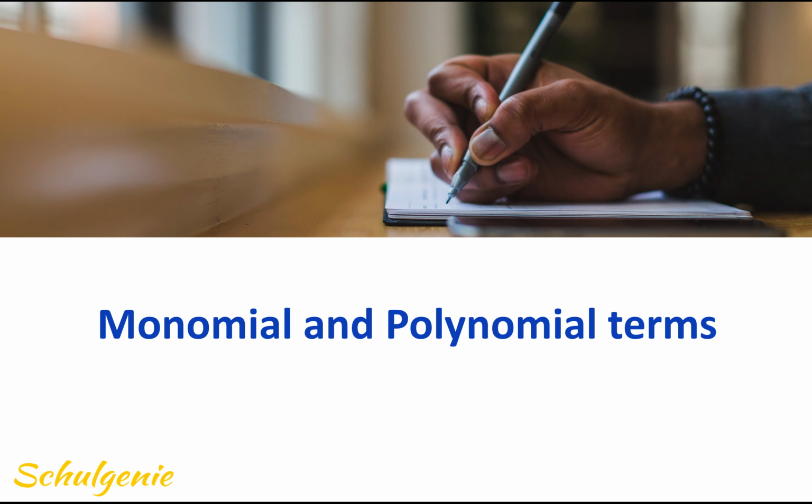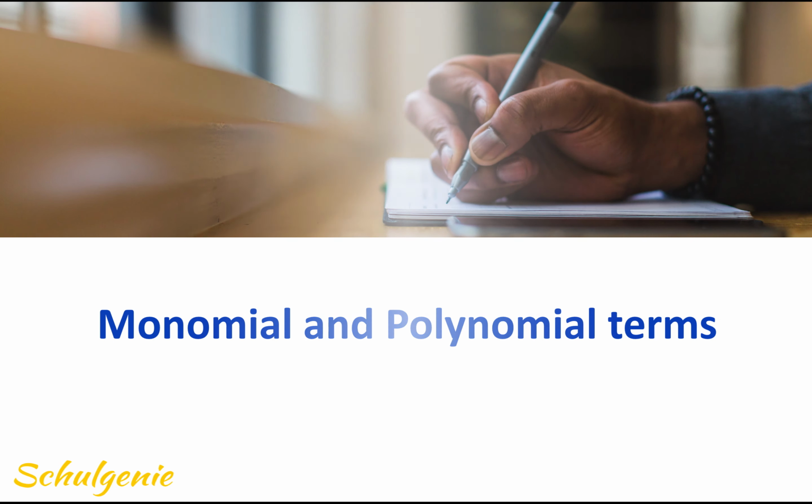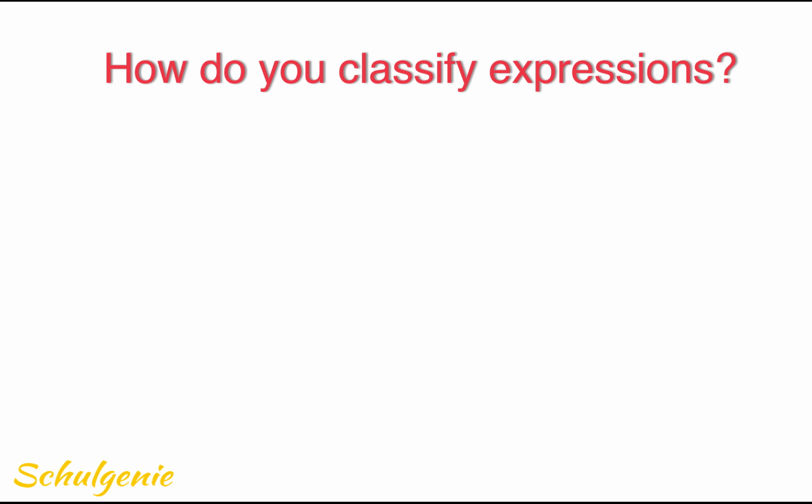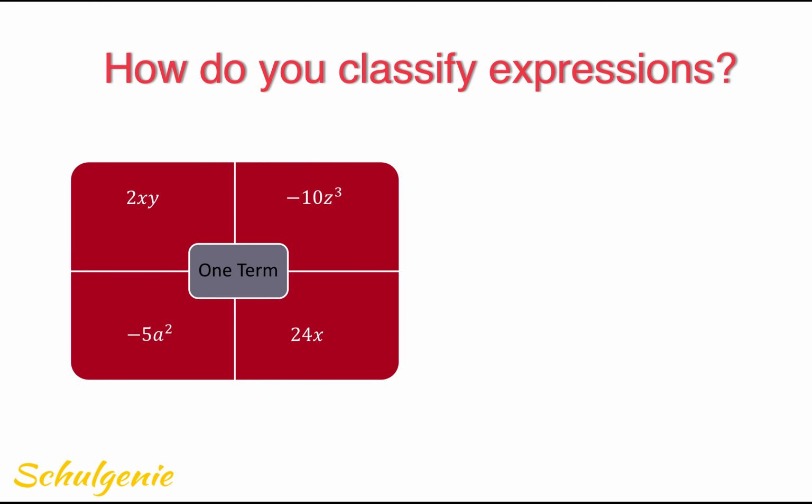Now, let's begin with monomial and polynomial terms. First, a question. How do you classify expressions? Well, it all depends on the number of terms an expression has. So, let's look at an example. If an expression has one term, it is called a monomial. So, 2xy, 5a squared, 24x, and 10 cubed are all monomial expressions because they have one term.